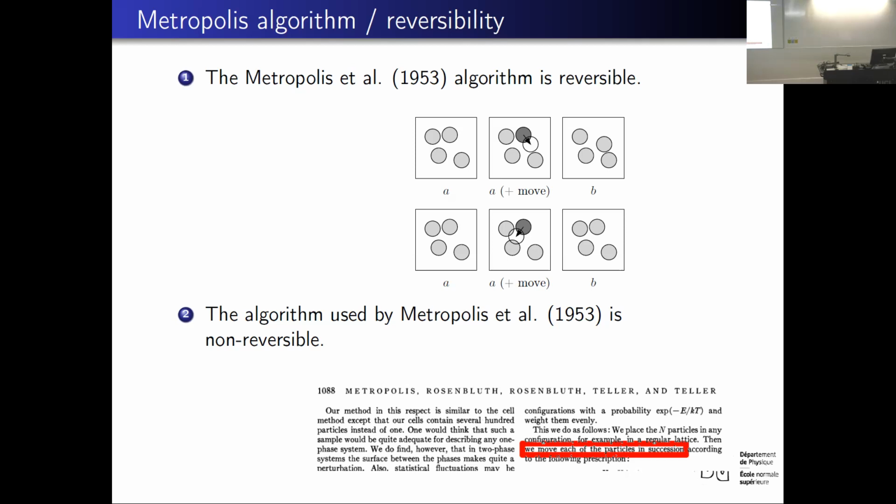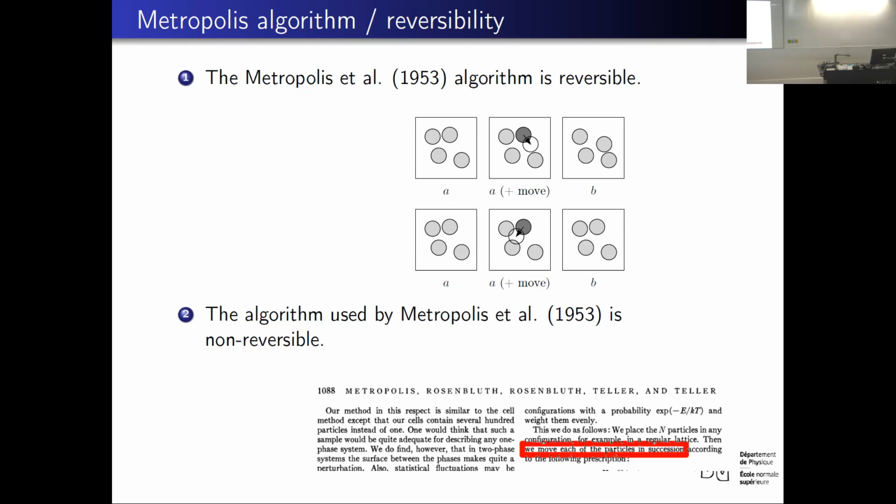But I am sorry to tell you that the algorithm used by Metropolis et al. is non-reversible. That's quite interesting: they were able to introduce in 1953 this Markov-Chain Monte Carlo. They introduced the concept of reversible Markov-Chain, and in the same paper they were able to overcome the constraints of the reversibility and produce a non-reversible one.